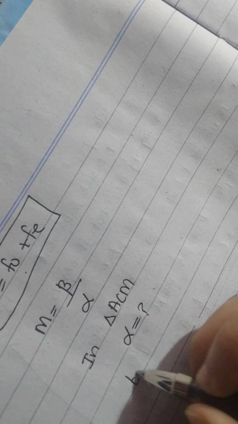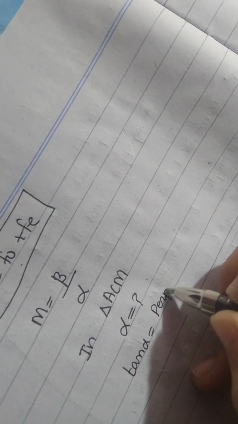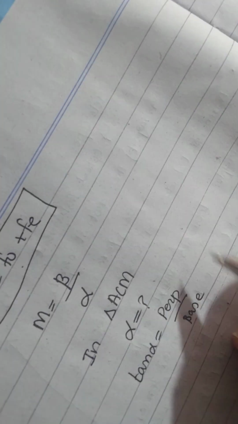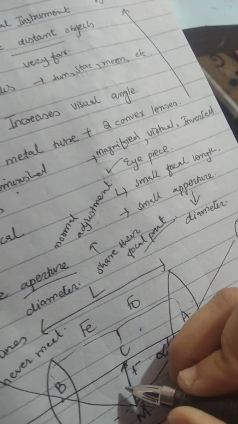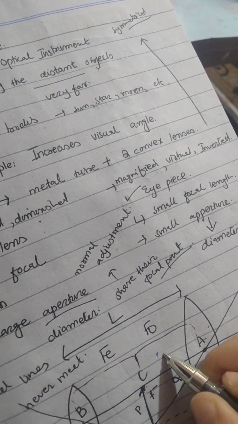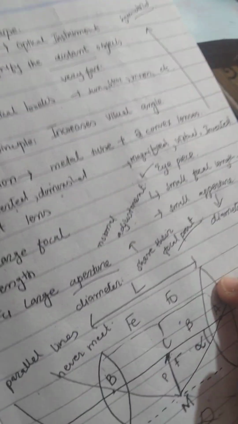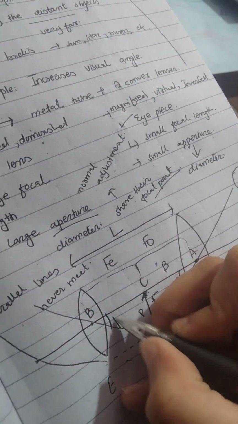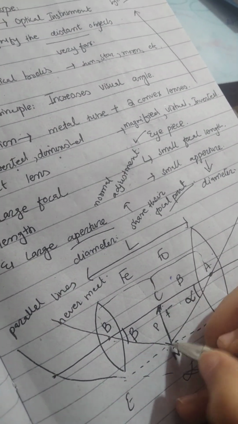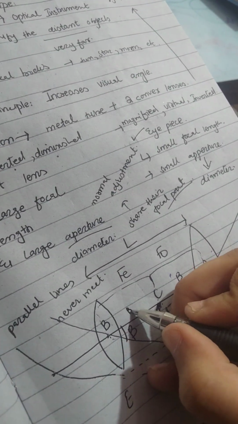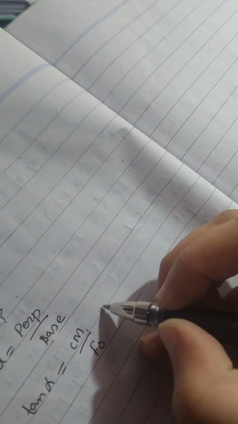So we know that tan alpha is equal to perpendicular upon base, right? Here the perpendicular was CM and the base was basically F naught. As you can see over here, CM is the perpendicular, right, and CA is basically the base, and the base is equal to F naught, right? So let's talk about another triangle, which has angle beta. Here BM is the hypotenuse, CM is the perpendicular, and CB is basically the base, and here the base is equal to the focal length of the eyepiece. So here this is equation number 1.